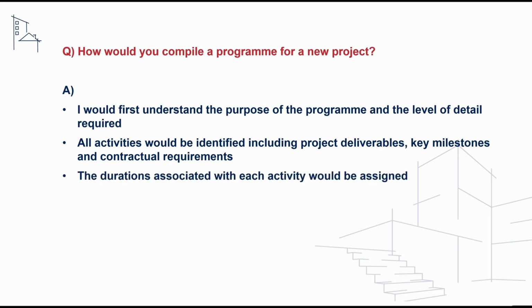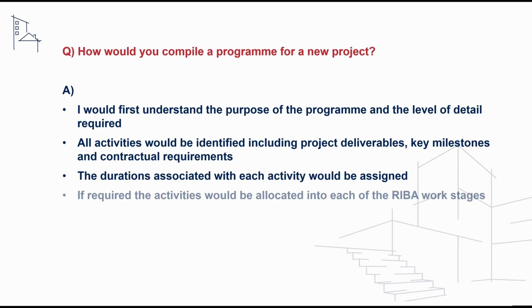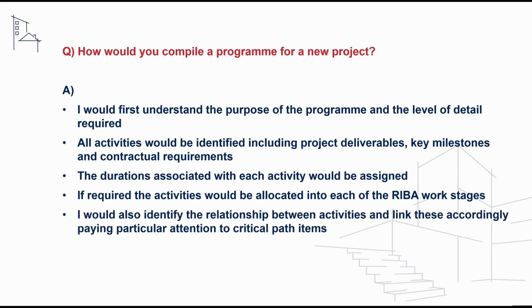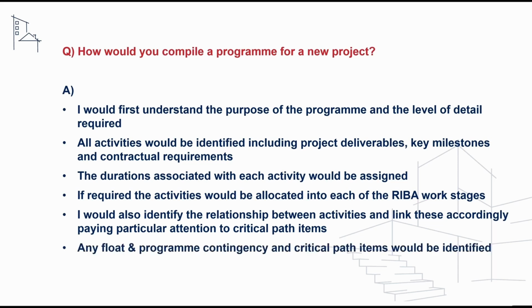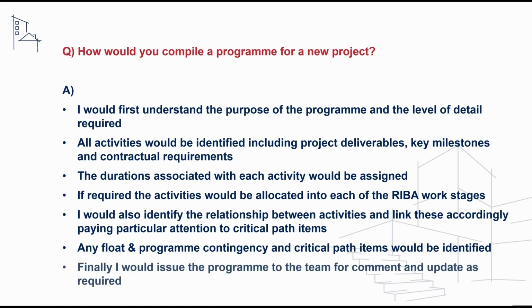The durations associated with each activity would be assigned, and if required, the activities would be allocated into each of the RIBA work stages. We would also identify the relationship between activities and link these accordingly, paying particular attention to critical path items. Any float and programme contingency and critical path items would be identified within the programme. And finally, we would issue the programme to the team for comment and update as required.